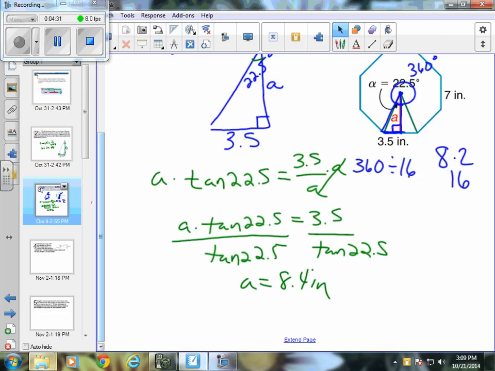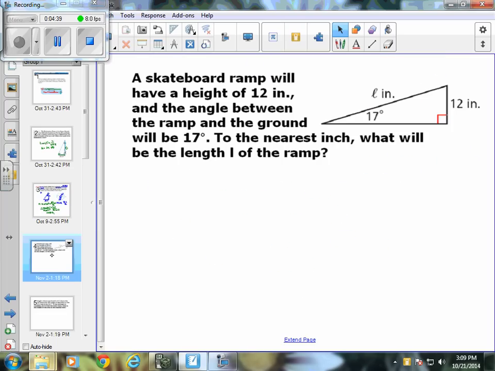And then you could find anything else you wanted to as well. You could find the radius because you'd know 2 sides. So the whole idea is setting up that right triangle and figuring out, okay, what side do I know and what am I trying to find? All right, so next one.